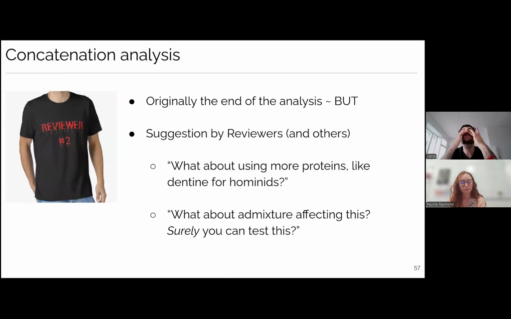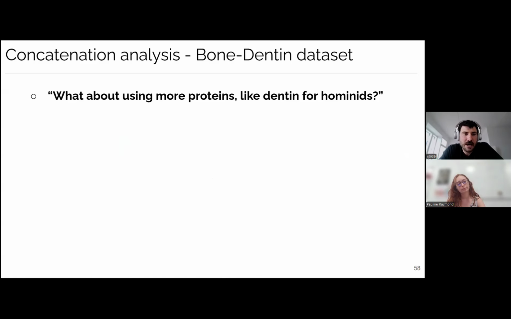Originally, this was the end of the whole project or analysis, but we did get some suggestions from the reviewers. Specifically, they said to look at what happens when you use more proteins. For example, we know that if you're using dentine, you might get more proteins than just collagen type 1. And what happens when you try to control for admixture? We know that Neanderthals, modern humans, and Denisovans have mixed a lot. Surely there are ways to control for this admixture and test if it is the reason why you're seeing these results. So for our first question, what about using more proteins, like dentin, for hominids?